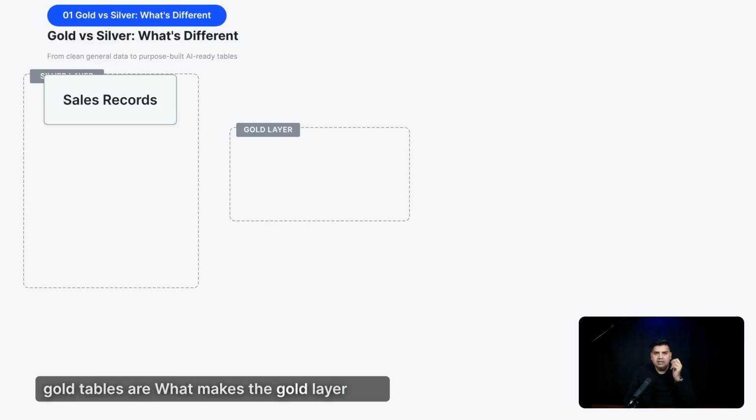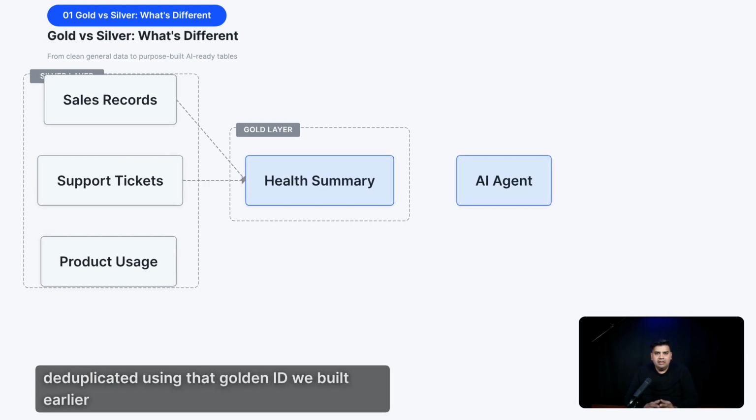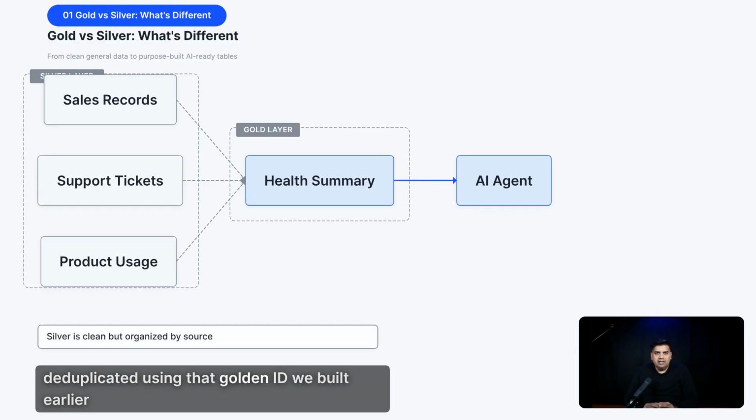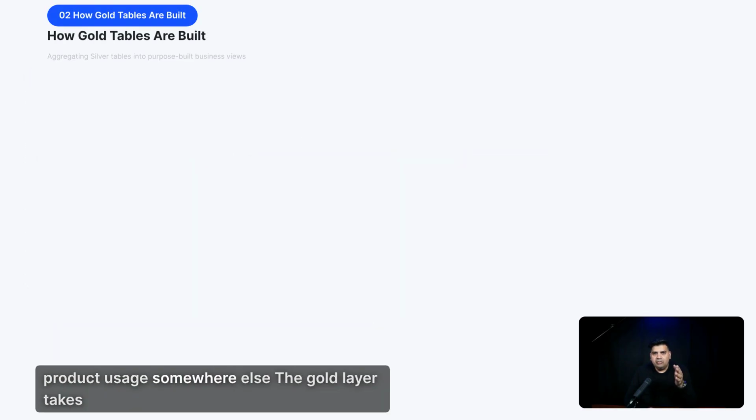What makes the gold layer different from silver? Silver data is clean but general. It's standardized records, deduplicated using that golden ID we built earlier, the single unique identifier that links every record about the same person or company across all your systems. Silver data is accurate and trustworthy, but it's still organized by where it came from. Sales records sit in one table, support tickets in another, product usage somewhere else.